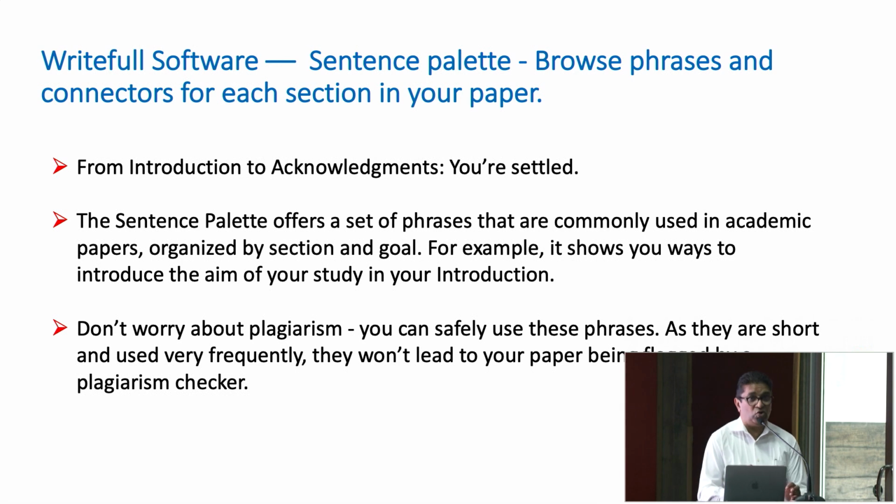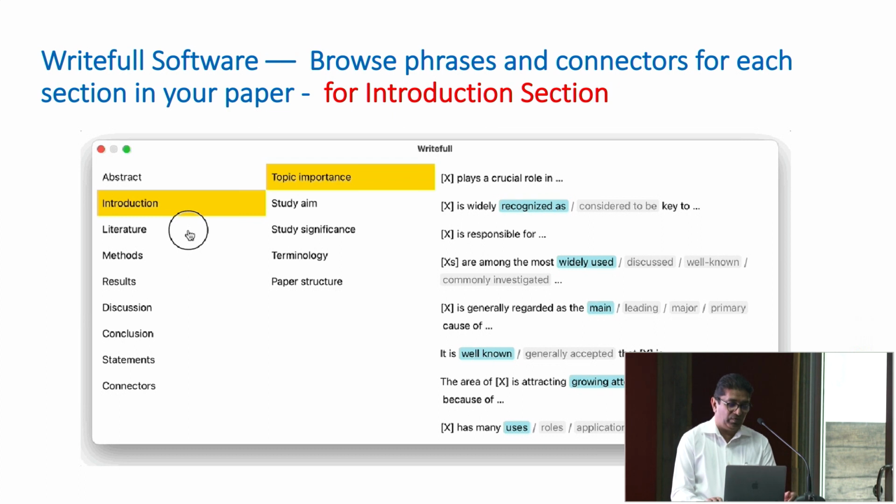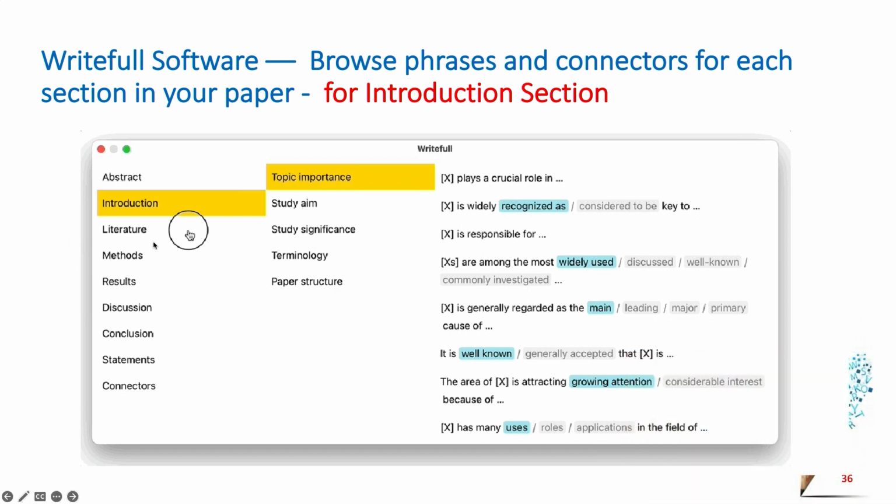Those who do not know how to begin writing different sections, say, for example, from introduction to acknowledgement, you have absolutely no problem. You need not know which language or, let's say, tense to be used. It will give you everything. Now this is one example. When you go to this, you will understand. When you are writing the introduction section, let's say, topic of importance. Now these are the words you find in the introduction: recognized as, widely used, main, well-known, growing attention, uses.